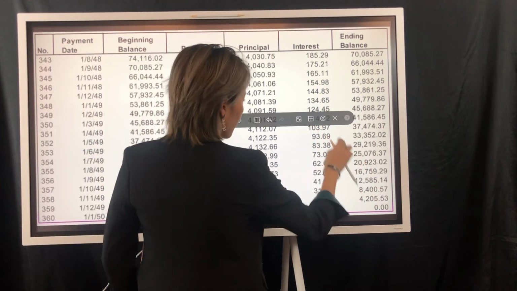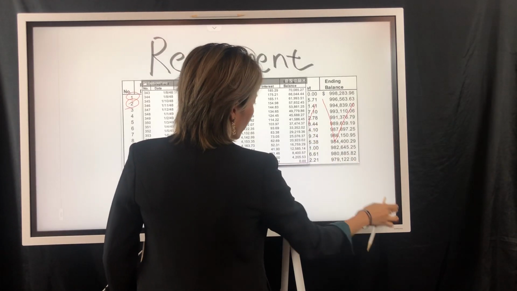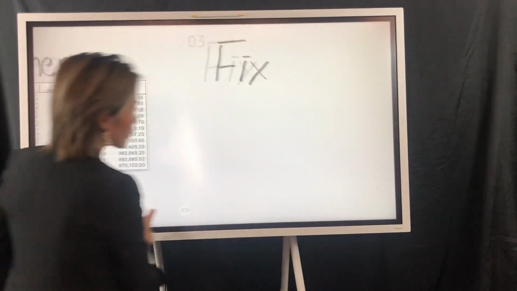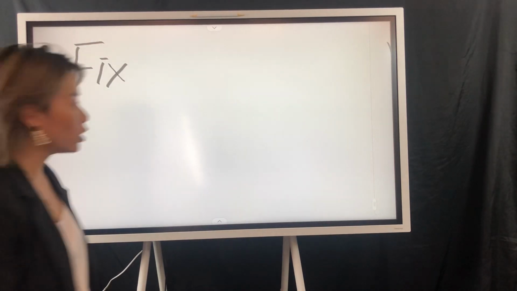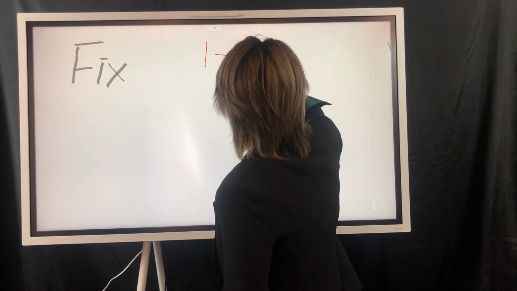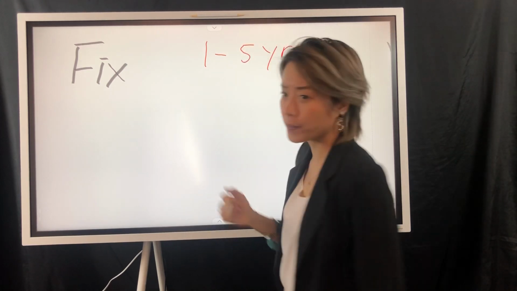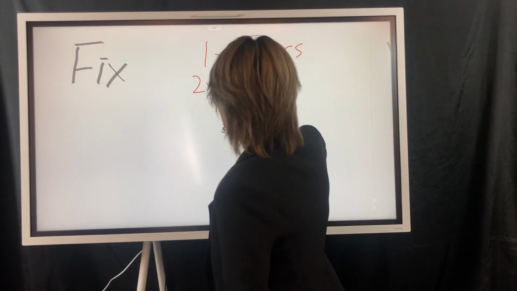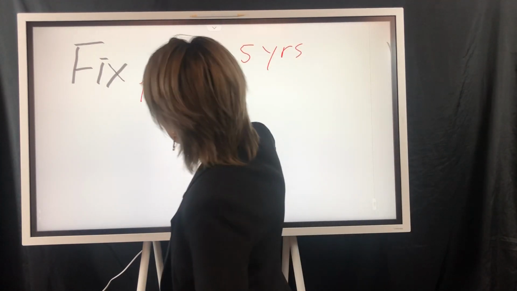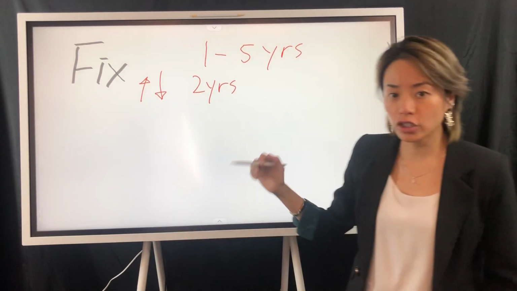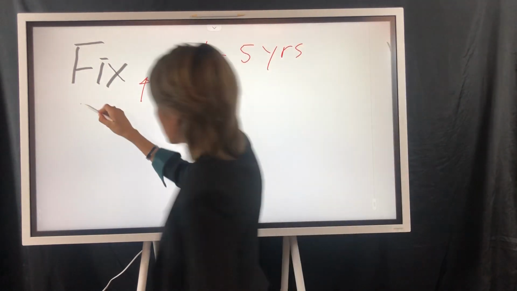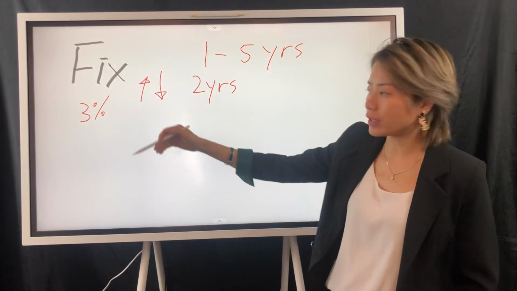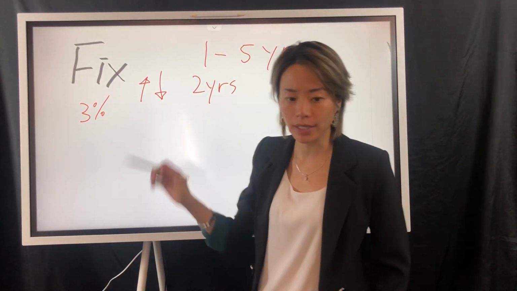Now we can start with fixed term loan. With a fixed term loan, most lenders have 1 to 5 years for you to pick. Let's say we fix it for 2 years. Within this time, it doesn't matter if the rate goes up or goes down, your interest rate will always remain the same. Let's say it's 3%. Within these 2 years, it doesn't matter whether the rate goes up or down, your interest rate remains at 3%.